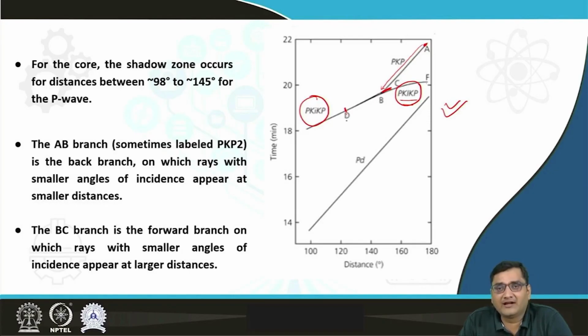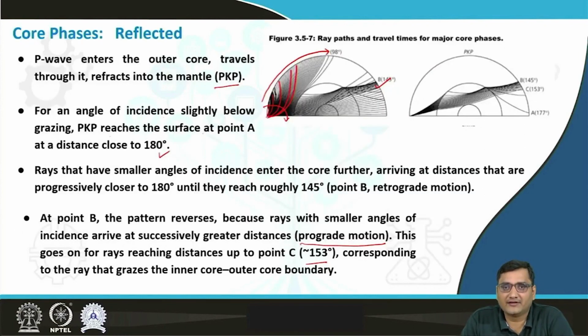The rays that have reflections from the inner core outer core boundary will be recorded as PKiKP, and this will have a linear travel time curve, starting from the initial point C. So this is what is written here.